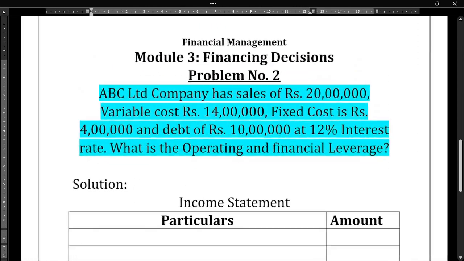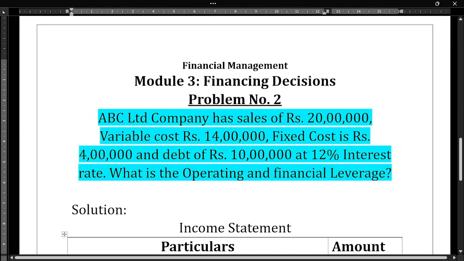In this particular video, let us solve one more problem. The question is on the screen. Please take the screenshot of the question. ABC Limited Company has sales of rupees 20 lakhs. Variable cost is 14 lakhs and fixed cost is rupees 4 lakh and debt of rupees 10 lakh at 12% interest. What is the operating and financial leverage?